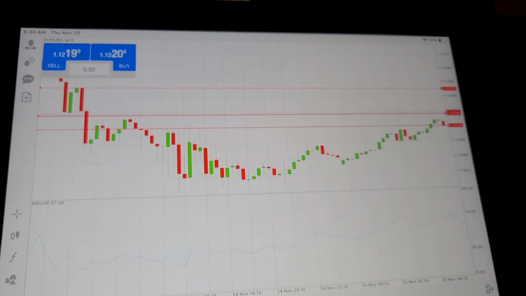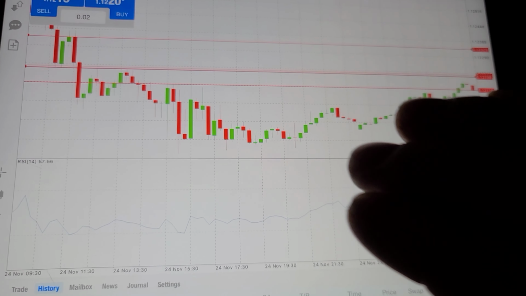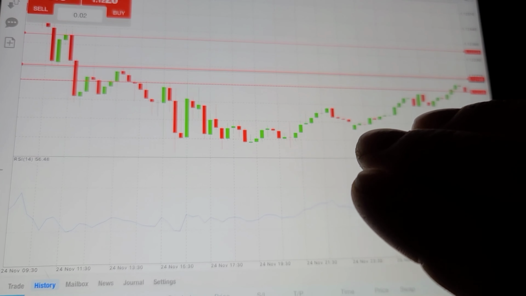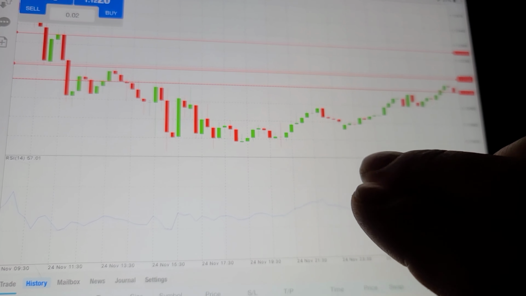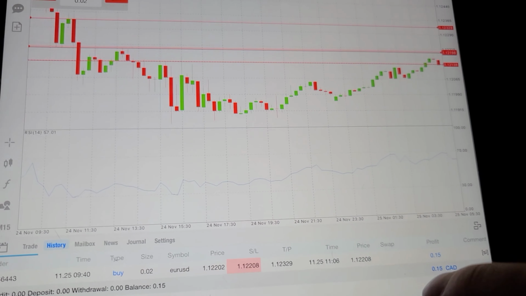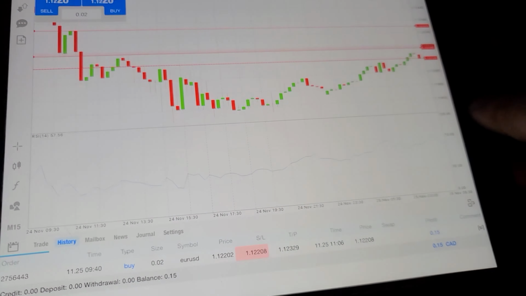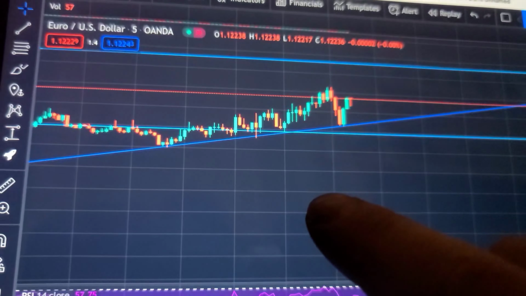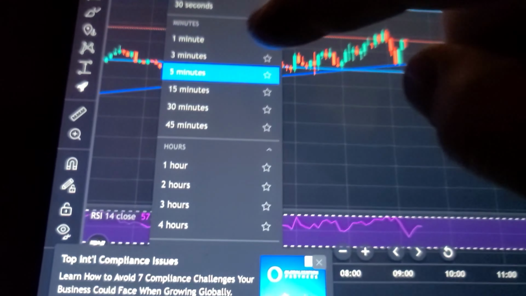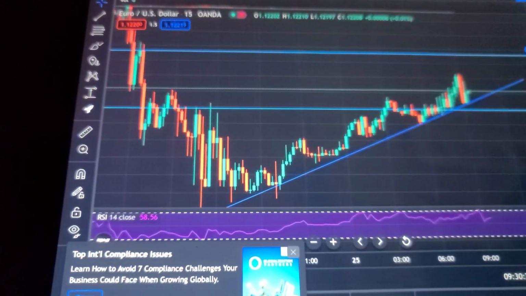This is MetaTrader 4. This is what I use to place trades. I was looking at this screen for 95% of what I recorded, but it's really hard to see and get an idea of what's going on. So I'm just going to go ahead and explain on TradingView. You just type in TradingView on Google and go to tradingview.com.